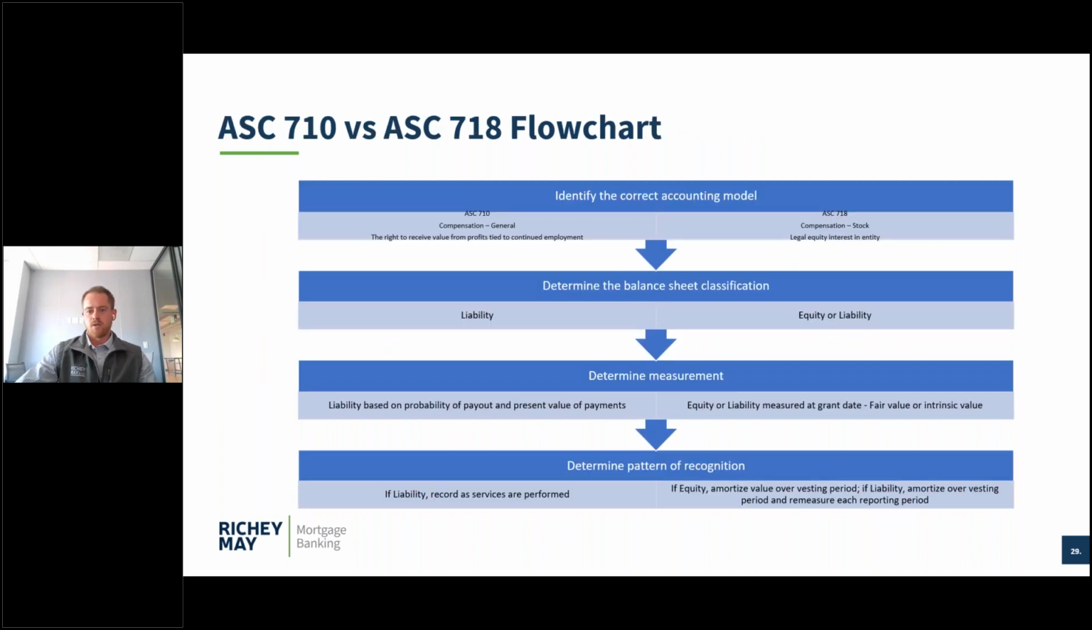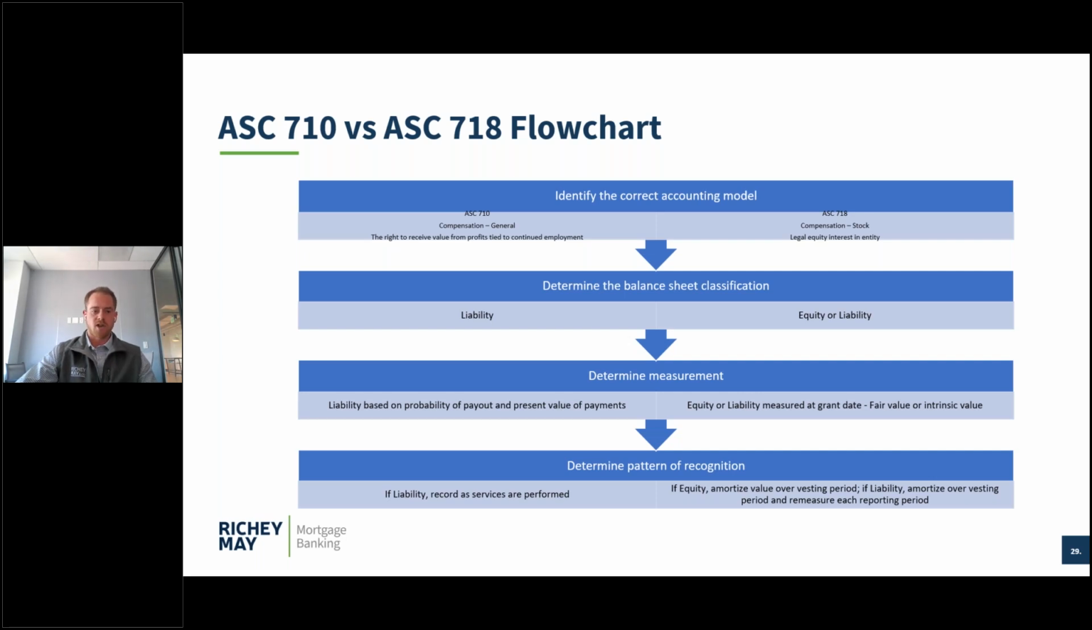So the next thing we're going to go over is a flow chart that kind of breaks down these differences when trying to decide whether compensation should go through the guidance of ASC 710 versus ASC 718. Essentially, an entity begins by assessing the features of the profit interest award and determining the appropriate model, and you'll end up going down this left side, which is 710, or the right side, which is 718.